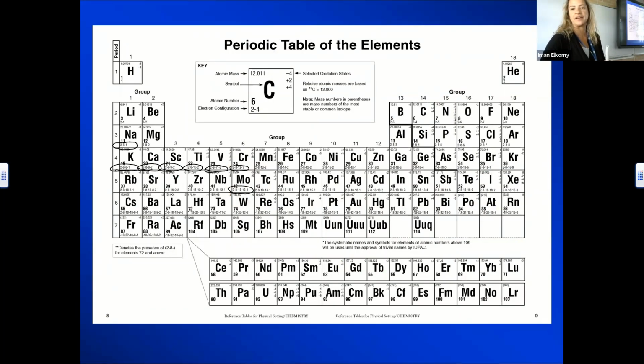And then on the periodic table, you'll have this as a reference for the test. You may be asked to find an element on it and find its atomic number. It's nothing that you can't do when you have it in front of you.